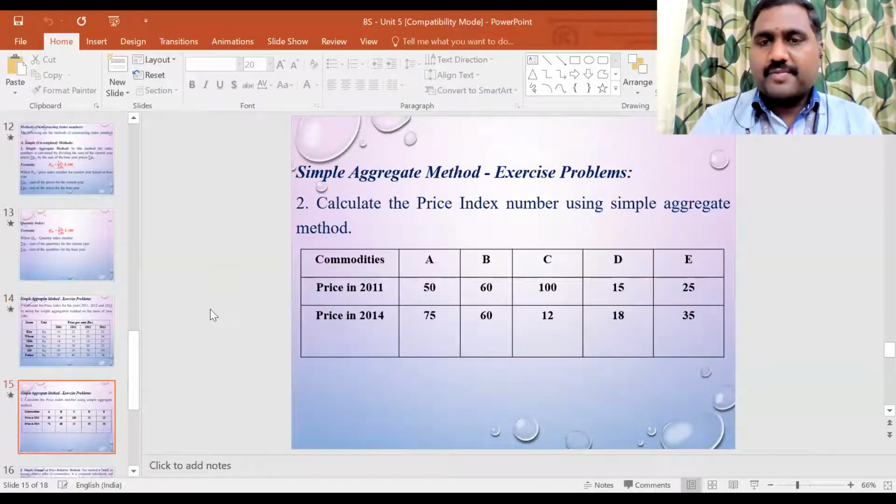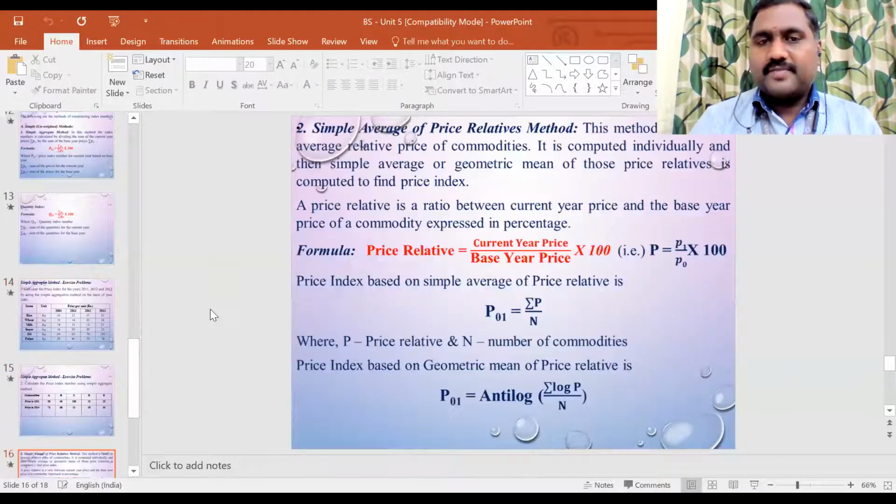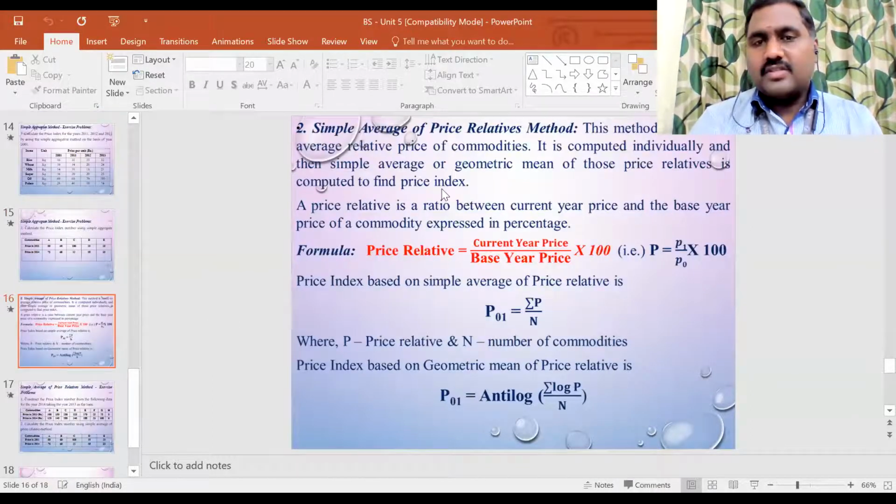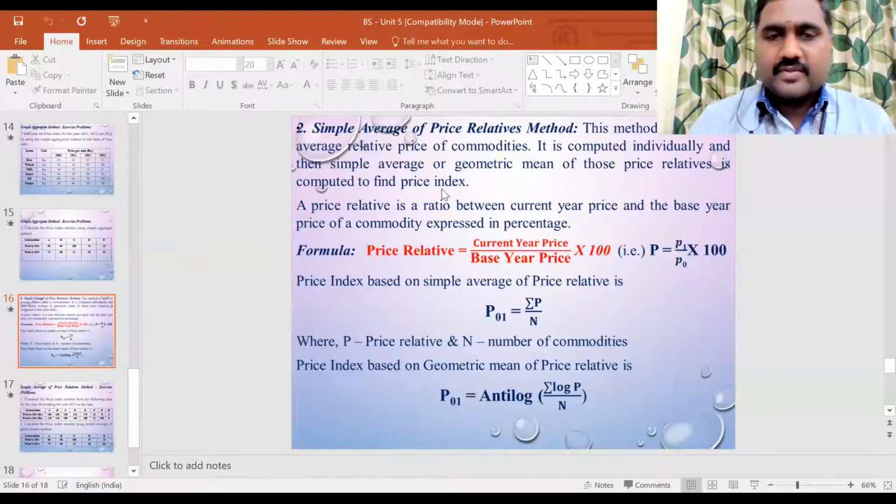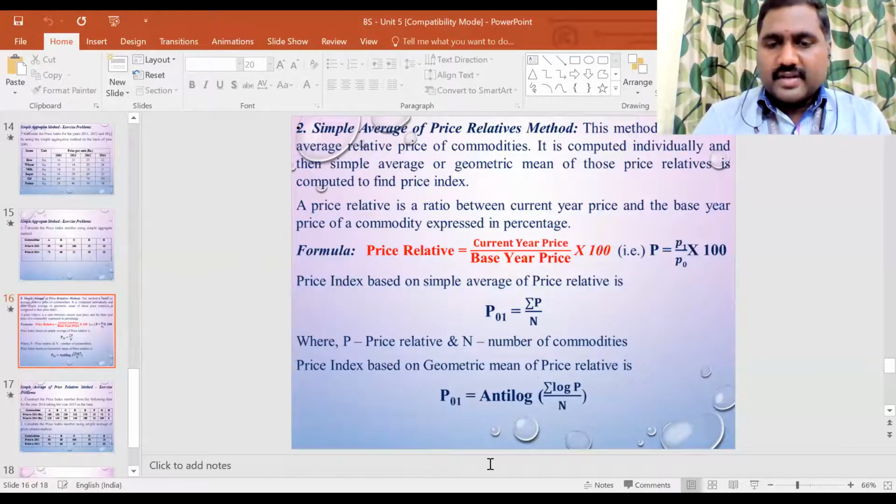So with that, the first and second problem is over. The simple aggregate method is over under the simple index method, and next we can work out the simple average of price relative. Okay, with this I will end the session and we will meet in the next class.